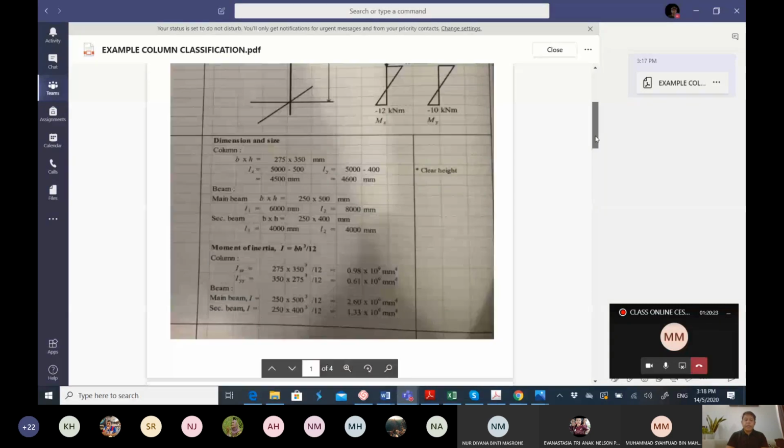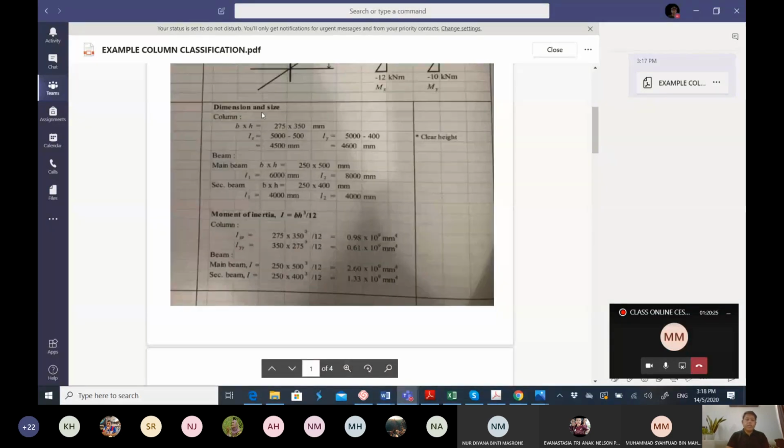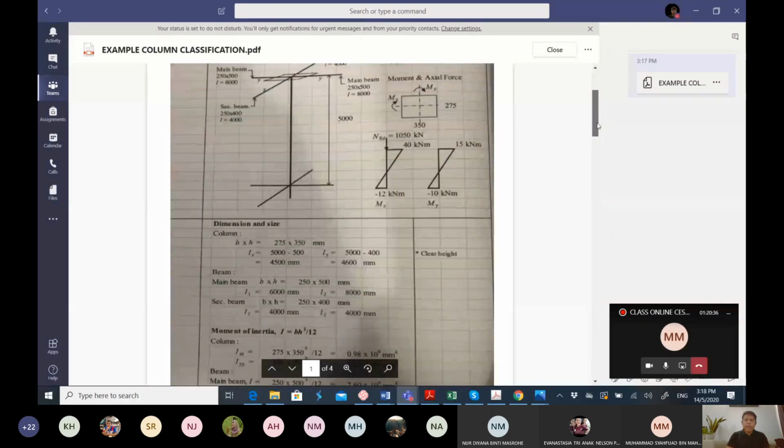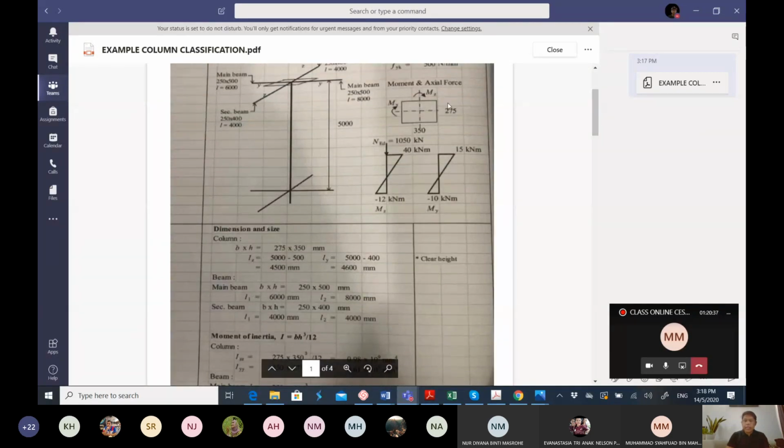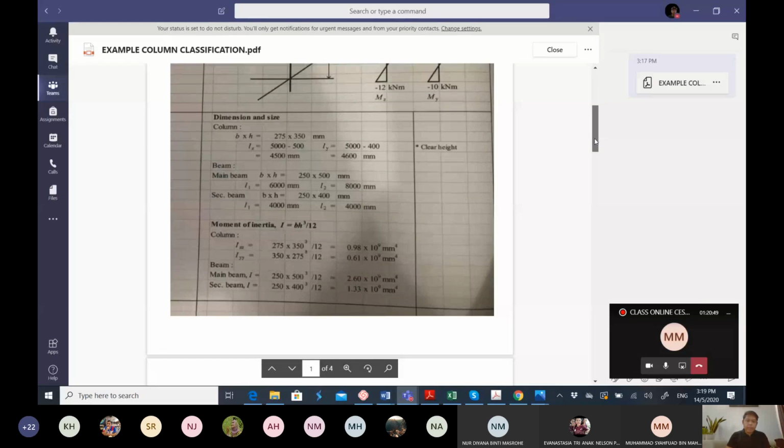Okay, the first step here is the dimension and size. So first one is the column dimension and size. B times H is equal to 275 times 350, as given here. 275 becomes your minor axis, and here becomes your major axis. Then your LZ, the length of the column, is 5,000 minus 500.